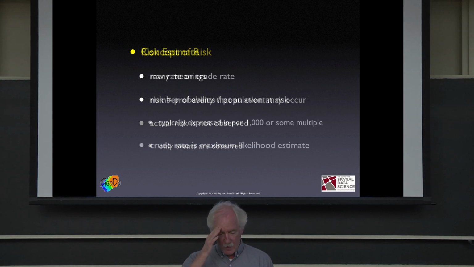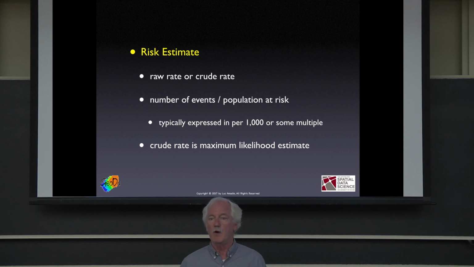As it turns out, a somewhat optimal approach is what we would probably just think of: you take the number of times something happens, you divide it by the number of times it could have happened, and that is an estimate of the probability. That's an estimate of the risk. And that is called a crude rate or a raw rate, and is basically the ratio of the number of events over the population at risk of the event.